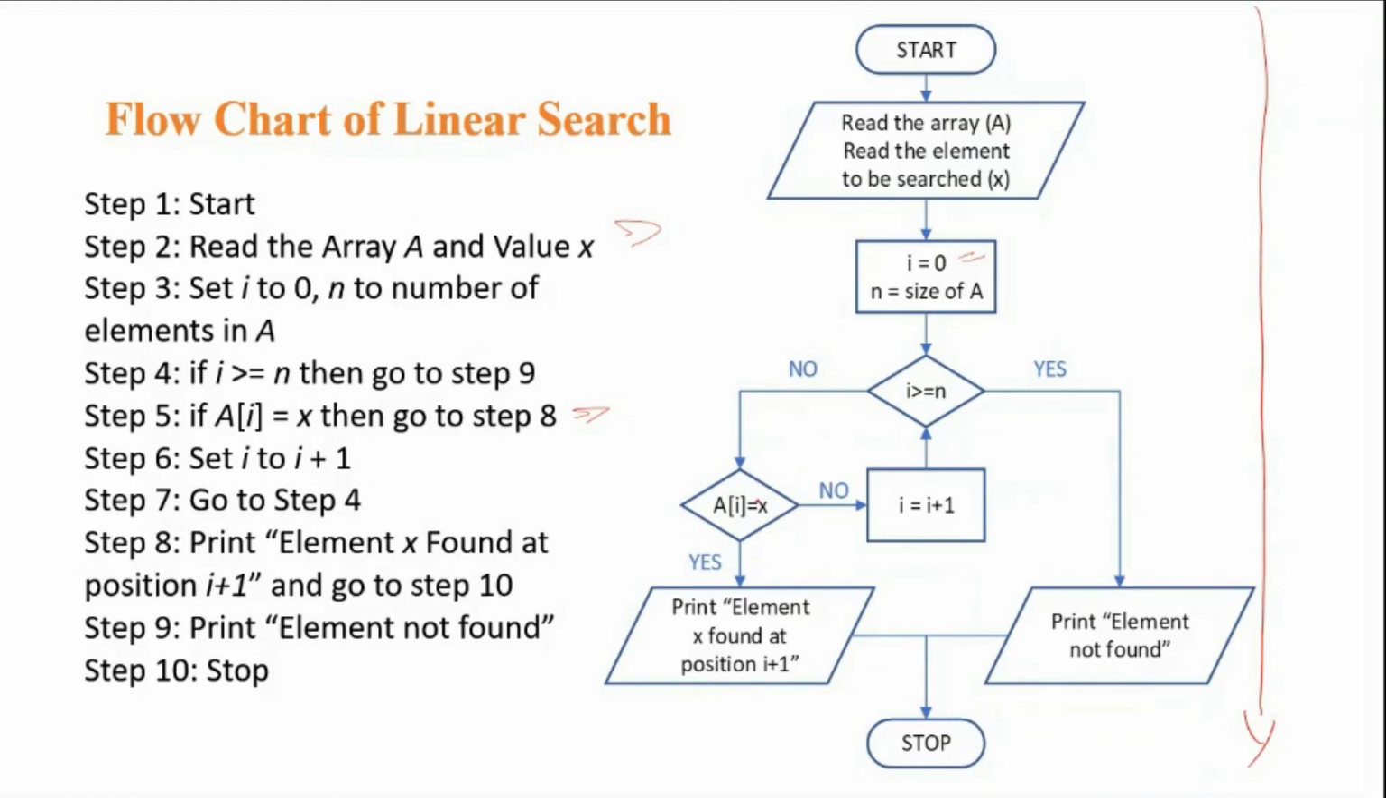Once this is no, that is if A is not equal to x, then we increment I by 1, that is I is set to I plus 1. So then again we go for the loop. So here only one loop is happening, that is one for loop will be here. This is a for loop. So this is the flowchart for the linear search.